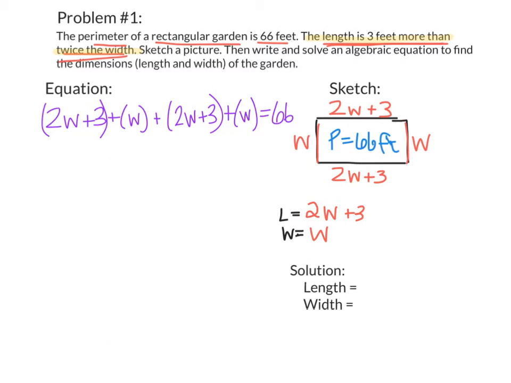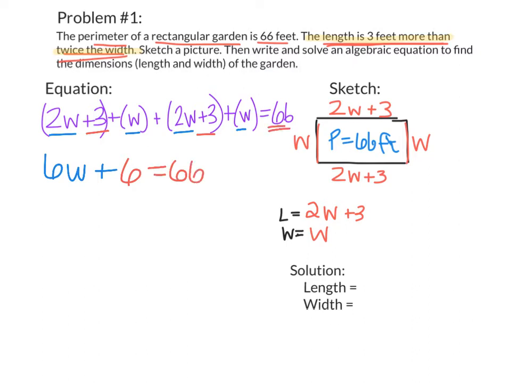So we're just going to combine our like terms and then solve. So I have 2W plus W plus 2W plus W. And so that makes 6W plus, then here we have a plus 3 and a plus 3, that's plus 6. And all of that equals this 66 over here.